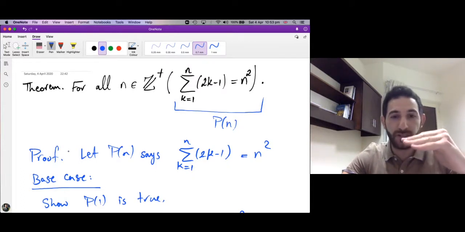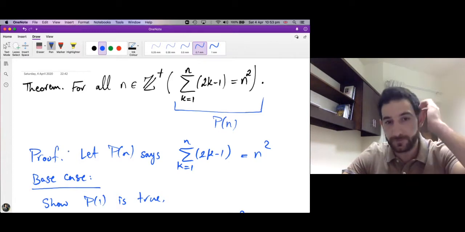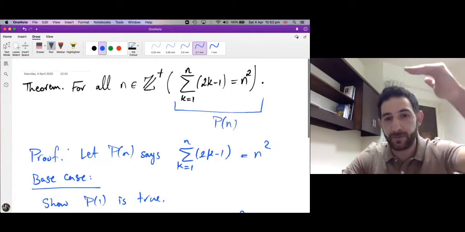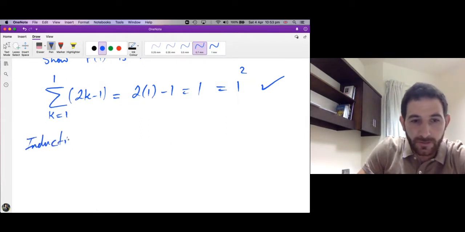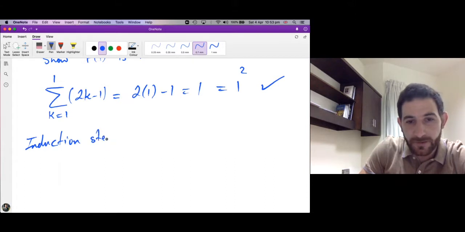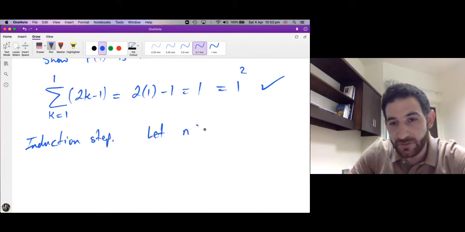And now we want to say, if it holds for n, we want to show it holds for the next one. Remember the ladder picture. So now we will show the induction step. Let n be any positive integer. Choose any one.